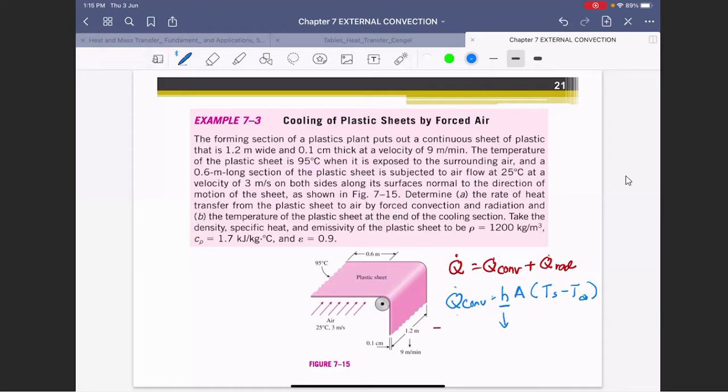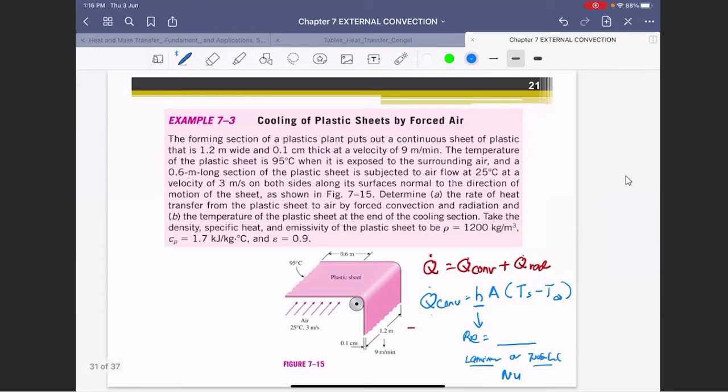To calculate your h, you must first calculate your Reynolds number. After knowing the Reynolds number value and the range it falls in, you can determine the flow type, whether it is laminar or turbulent. Why do we need to know this? Because laminar and turbulent use different Nusselt number formulas. That is the purpose of determining the Reynolds number: to select a suitable Nusselt number formula.